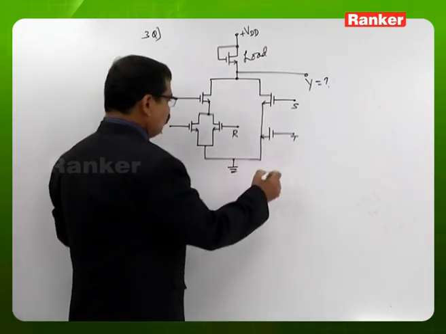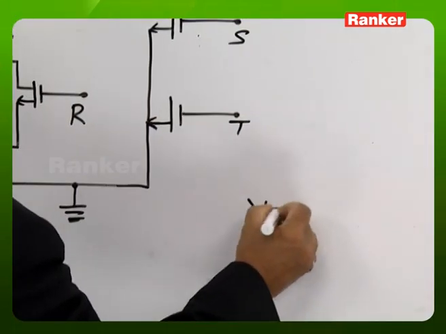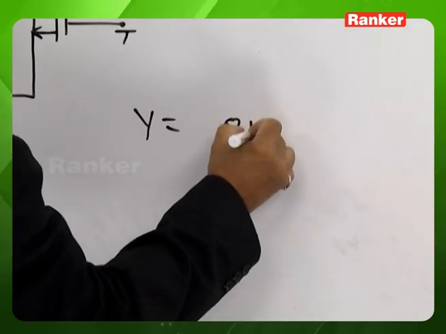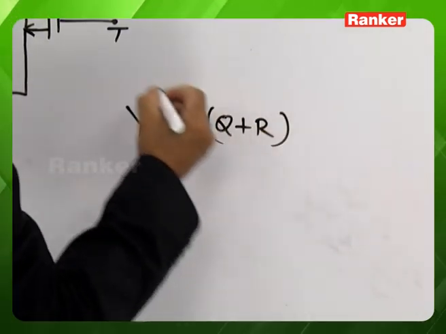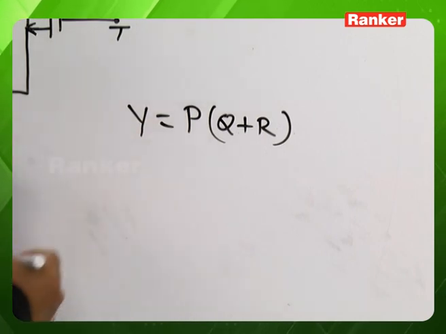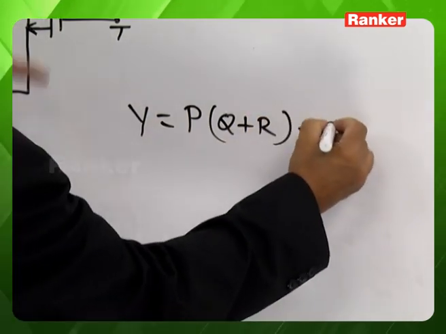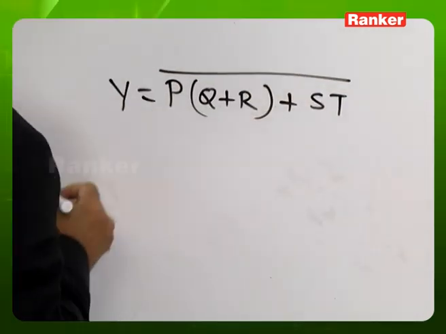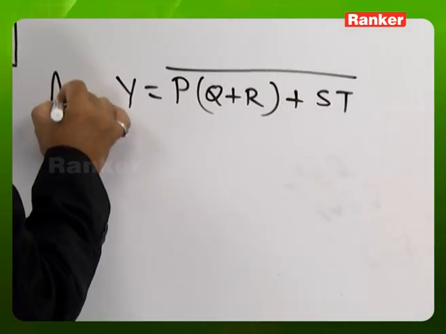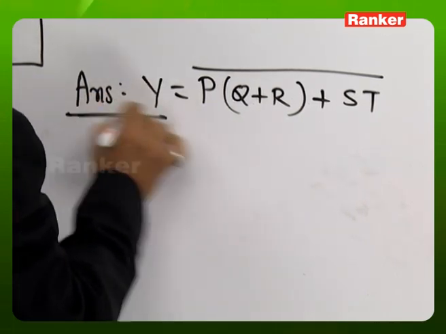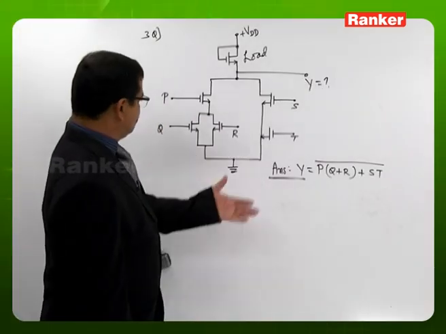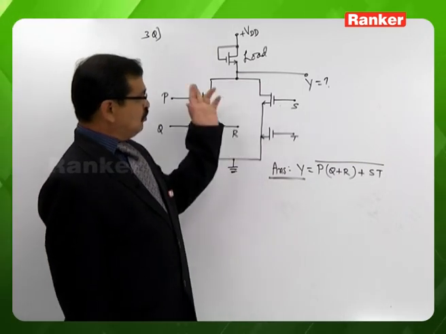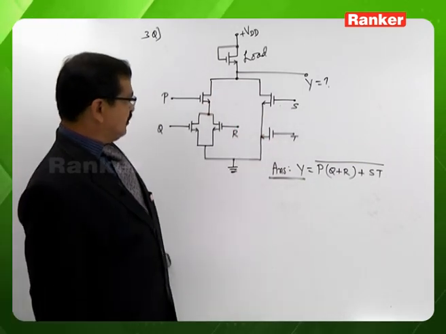Based on this, if you read the output expression Y, let's start from here. It is Q and R in parallel, in series with P, in parallel with S and T, and the whole thing complemented. So the answer to this question is the Boolean expression Y equals the complement of P with Q R with ST.